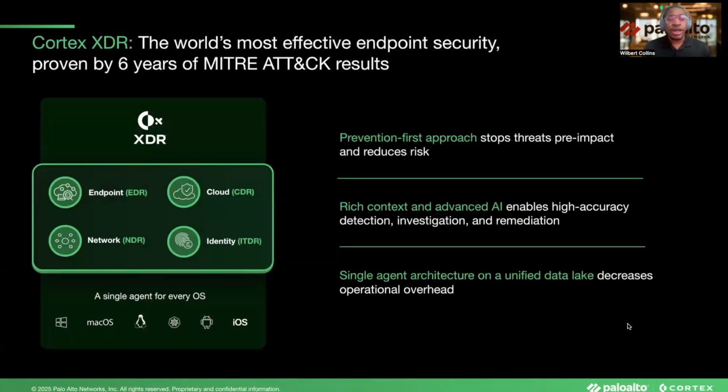So to get a little bit more into our solution, this is Cortex XDR. This is the world's most effective endpoint security, proven by 6 years of MITRE ATT&CK framework results. And what this encompasses for XDR, XDR is just not an endpoint solution. It is the endpoint, network, cloud, and identity solution. It can cover you from all tracks, and it can have a single agent that works with many of the OSs, Mac, Linux, Windows, and any more that you may have, at least what we have at the moment.